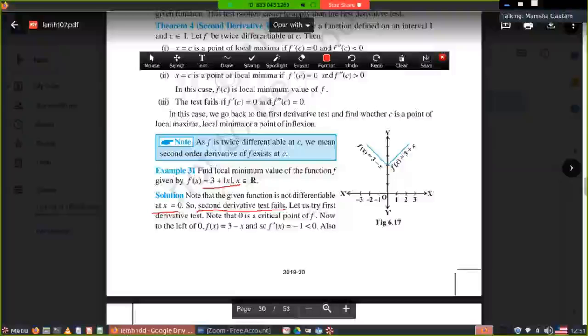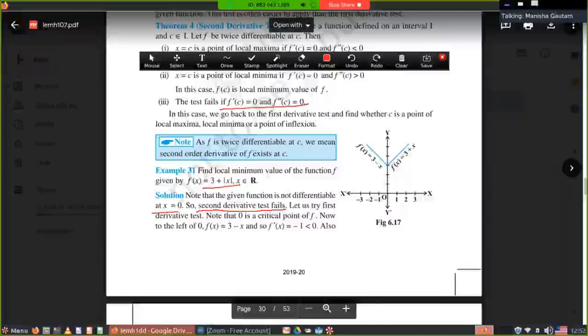This is a very important part which I have told you in the third step. If the second derivative method fails, it means you have to go back to the first derivative method and apply the same concept. So what to do now?